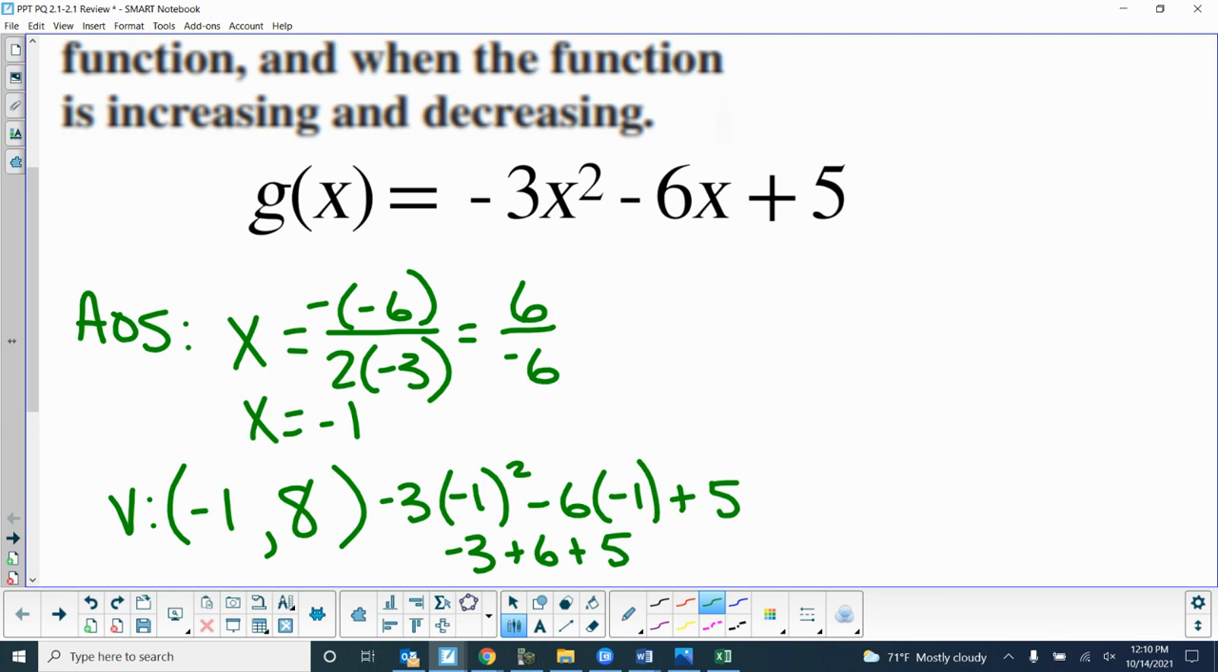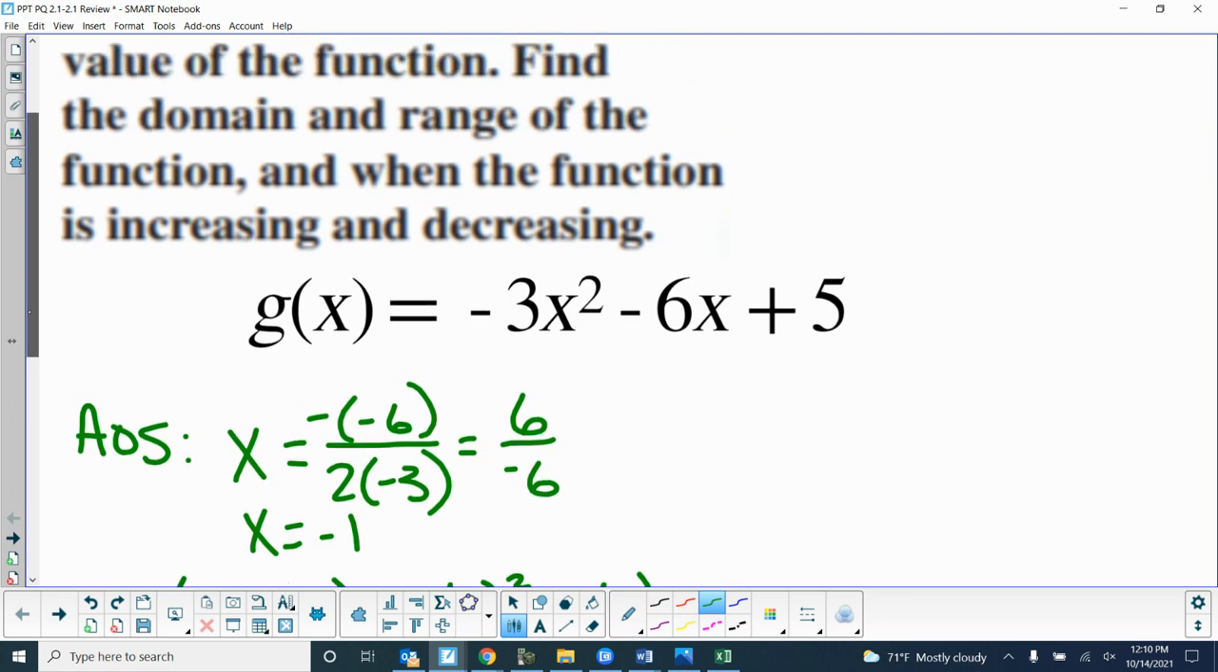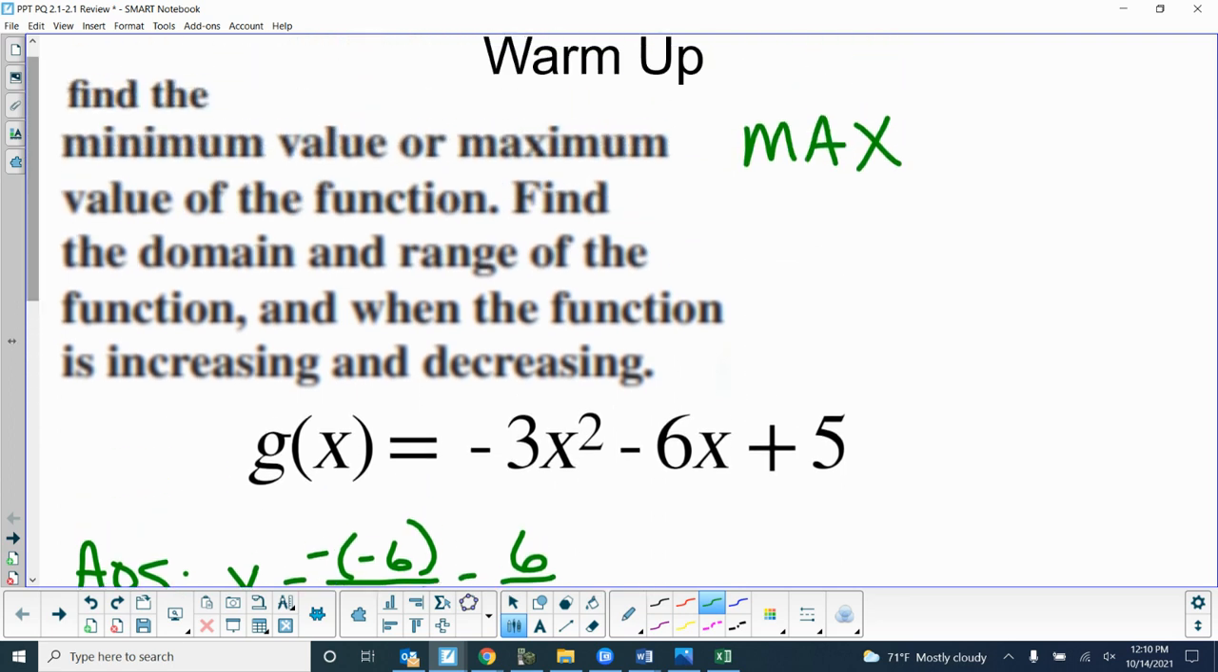So Joe, I was wrong. Did you change it? Okay, you fixed it? Okay. All right, so what's my max equal then? 8. It's the y value of the vertex. Everybody remember that? It's not the whole vertex, it's just the y value.